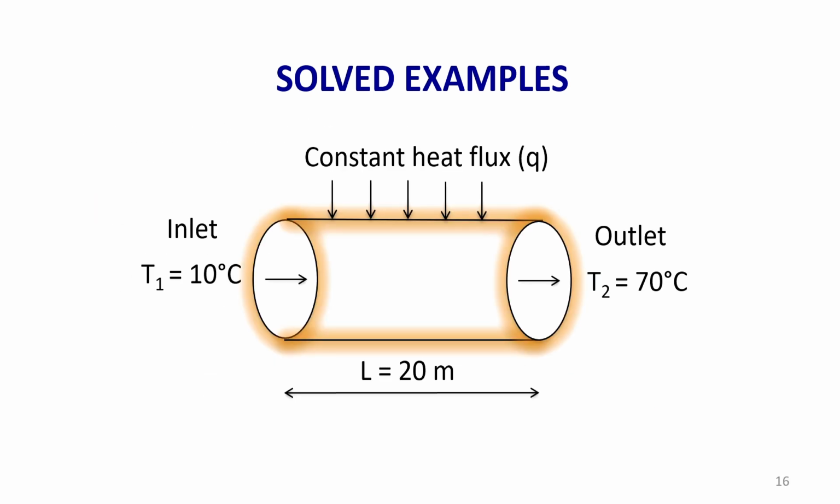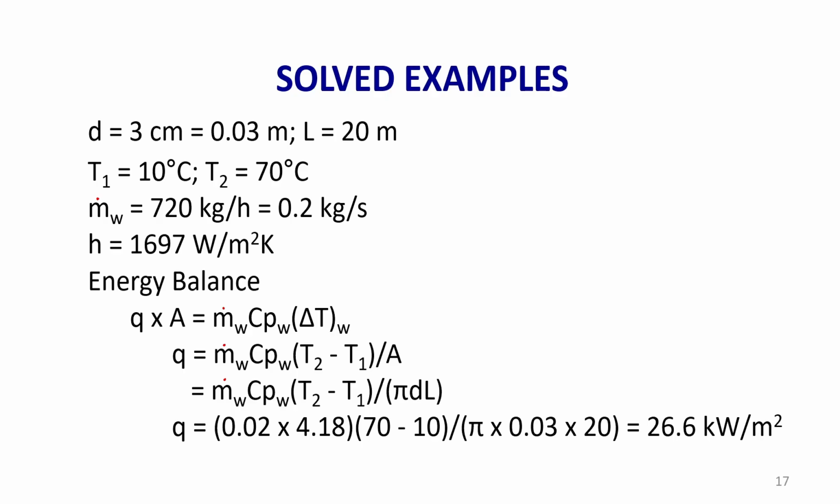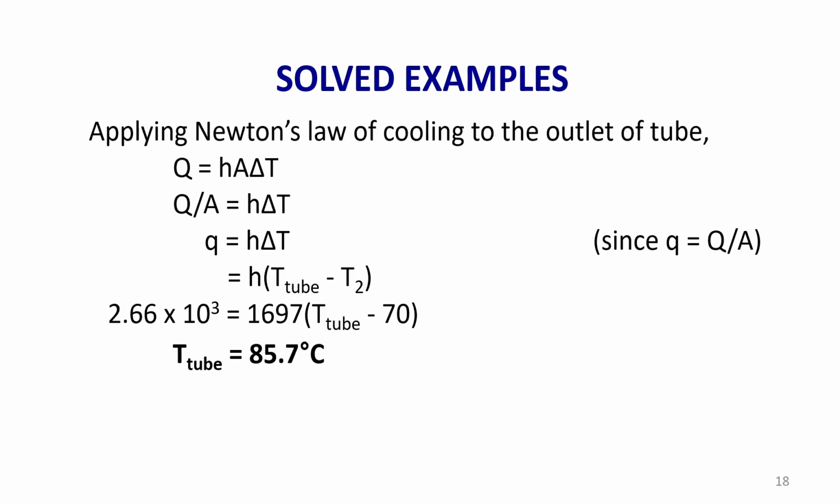So, first write the energy balance. The heat flux into area is equal to the heat gained by the fluid, that is the water, m Cp delta T. Mass flow rate of the water is given, Cp of water is given, delta T of water is T2 minus T1, 70 minus 10. For the surface area, apply pi D L, that is 2 pi R L, and apply Newton's law of cooling. Q equal to H A delta T. Q by A is nothing but heat flux, small q, which we have calculated. H value is given, delta T is tube outer surface temperature minus the T2 value, which is given as 70. So, if you substitute, you will get the answer.